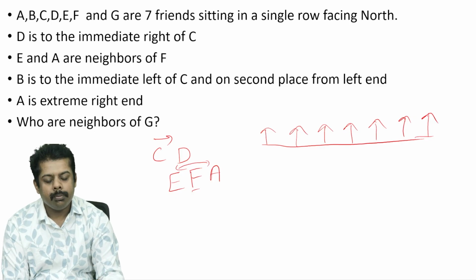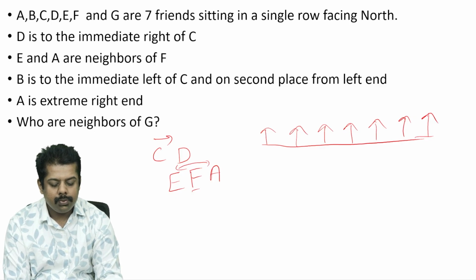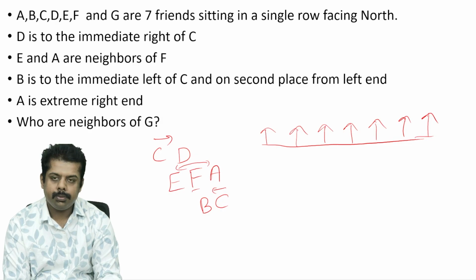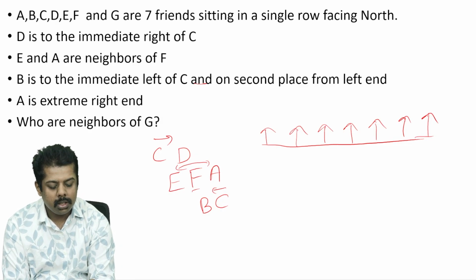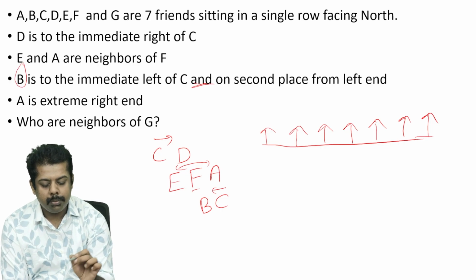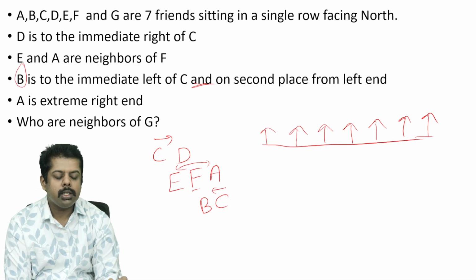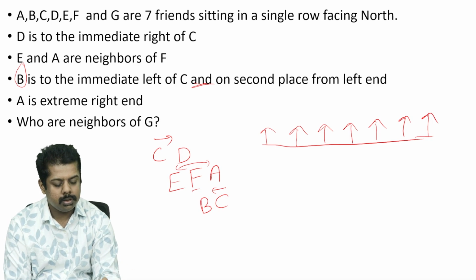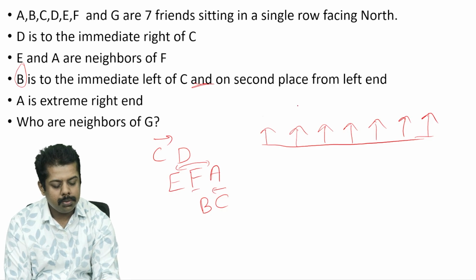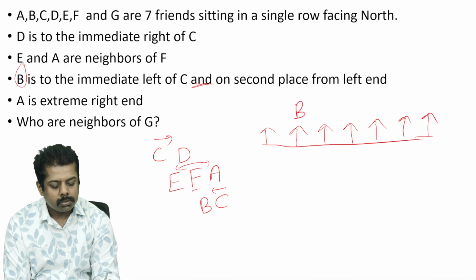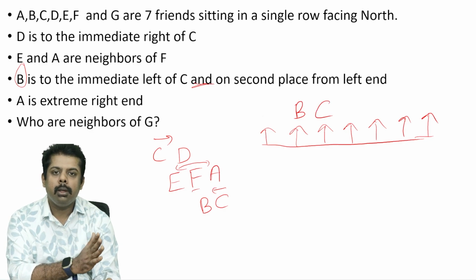We don't know. Now the next point says that B is to the immediate left of C. And on the second place from the left hand. So "and" here basically denotes the condition for B. So B is sitting second place from the left hand. As we know, left here is towards west, so left hand is here. Now second place means B is here basically. So if B is here, you can directly fix C because B is sitting to the immediate left of C.